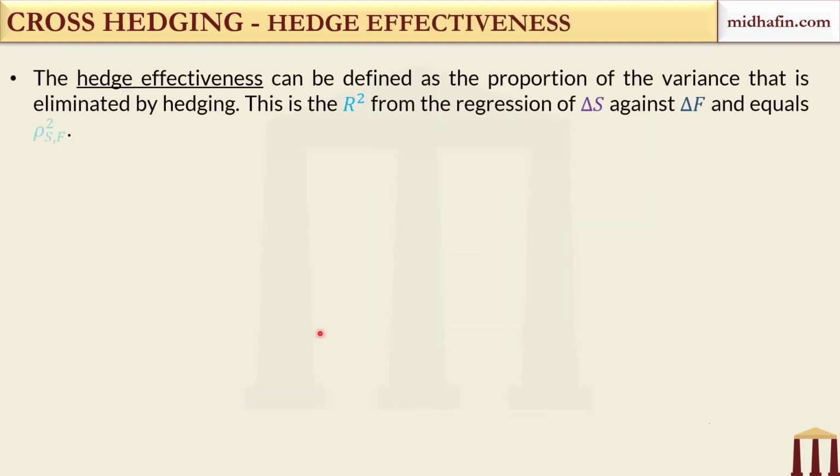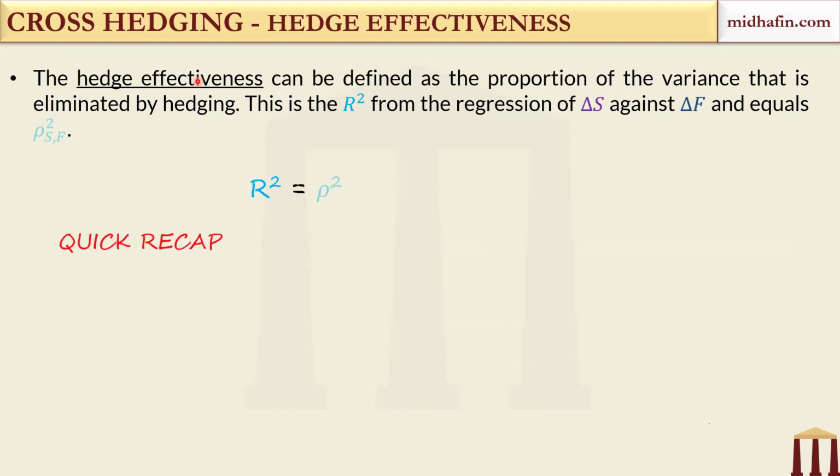Now, what is the hedge effectiveness? The hedge effectiveness can be defined as the proportion of the variance that is eliminated by hedging. Now, this learning objective has been removed from the GARP syllabus, I think after 2022. Okay, but this is a very simple formula, very easy formula. So I would urge you guys to just remember what is the hedge effectiveness, because it is one of the parameters which can be asked during an interview also. You never know. So it's a very simple formula. R square is equal to rho square.